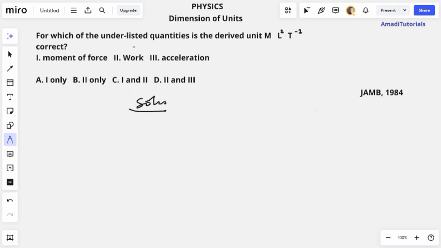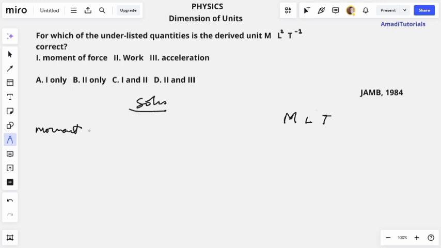So finding the dimensional formula or unit of a quantity means that we should find how mass, length, and time relate to that physical quantity. That we should find how these three main fundamental quantities relate to that quantity. Okay, so let's start with moment of force.